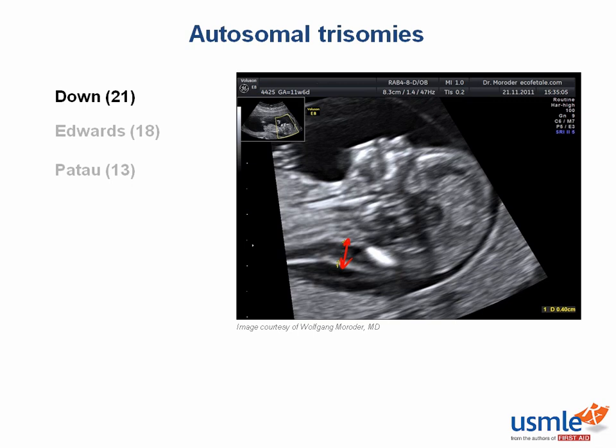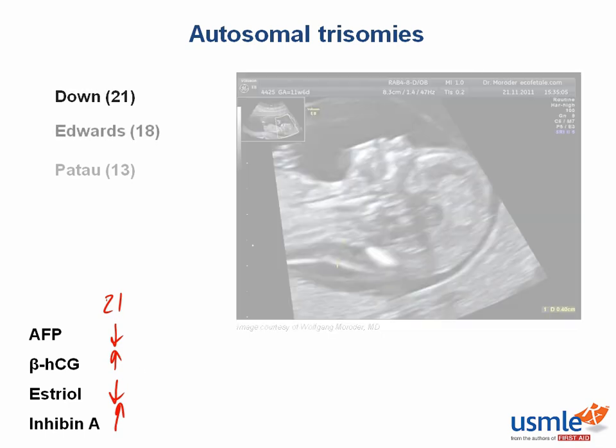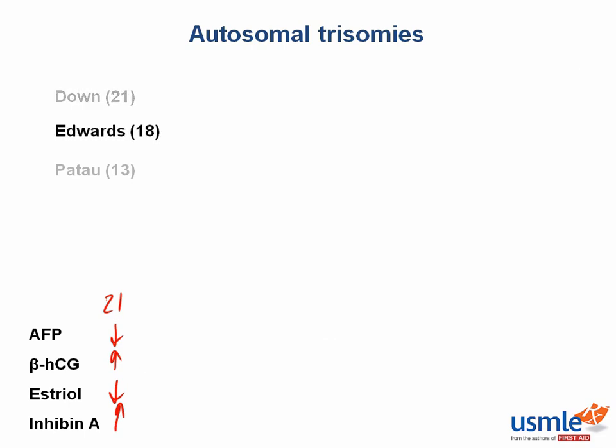a quad screen of maternal serum, since you test 4 things, which are alpha-fetoprotein, beta-HCG, estriol, and inhibin A. If the baby has Down, alpha-fetoprotein and estriol will both be decreased, whereas beta-HCG and inhibin A will both be increased. Edwards syndrome is the next most common trisomy after Down, with a prevalence of 1 in 8,000.